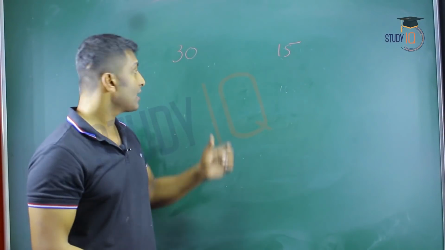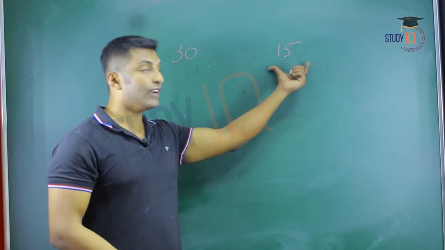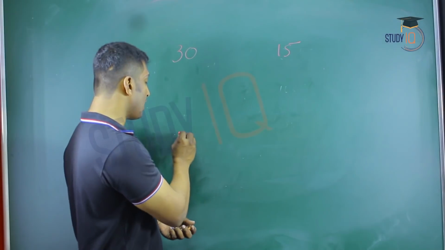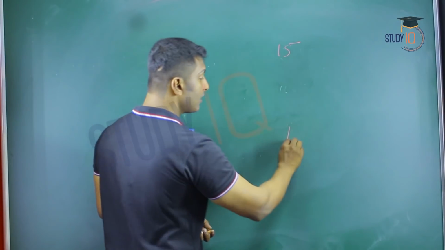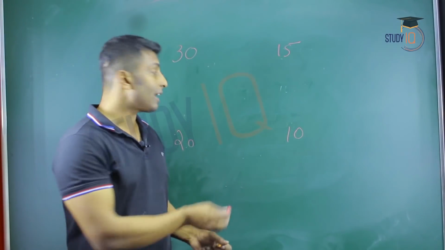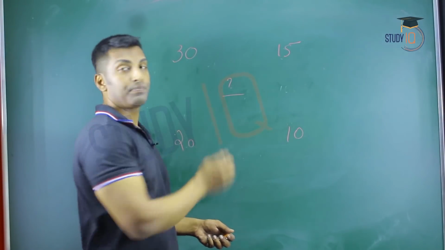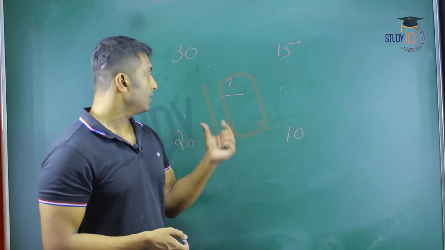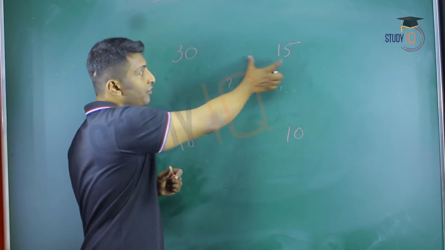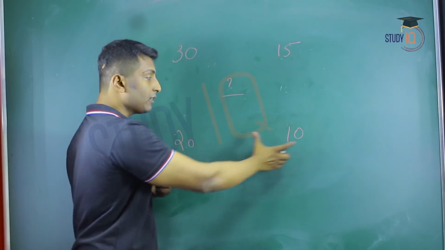So what I'm giving you is the average weight of boys and the average weight of girls. And I've already told you the number of boys and girls, right? Number of boys is 20 and girls is 10. What I need is the average of the class. So this is how you will represent this scenario: 30 is the weight of the boys, 15 is the weight of the girls, 20 boys and 10 girls.